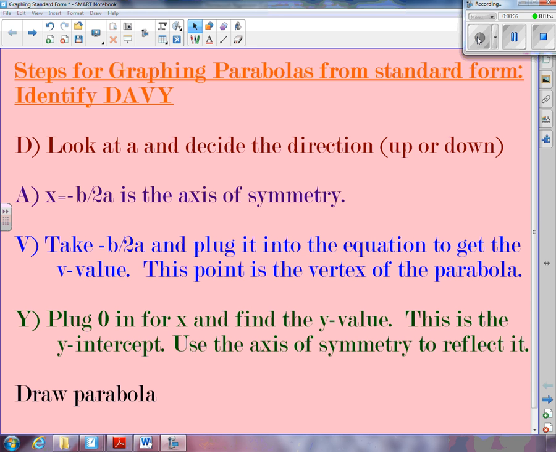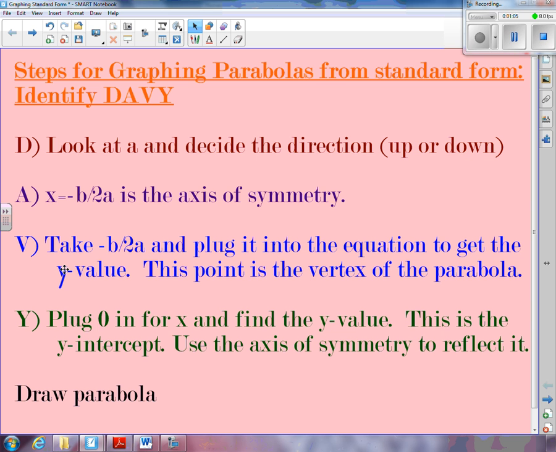Then b is just the number in front of the x term, the a is the number in front of the x squared term. And then after that you do the V. V stands for vertex. So to find the vertex, you take the number that you found in the previous part, the negative b over 2a, and you plug it into the equation to get the y value. This point is the vertex of the parabola.